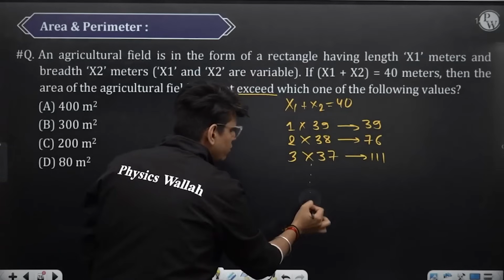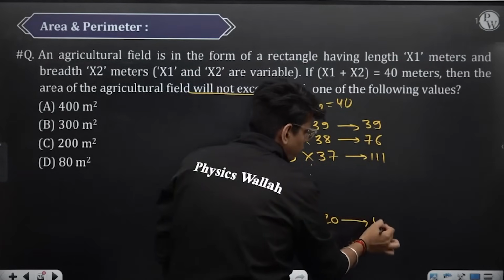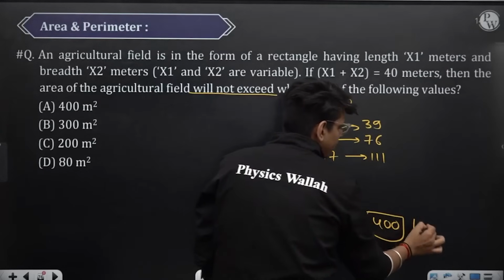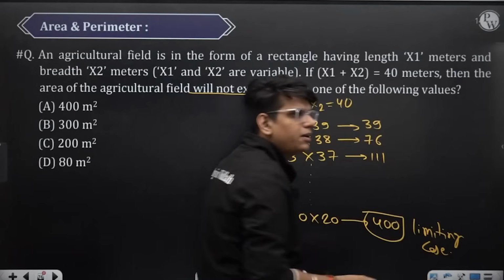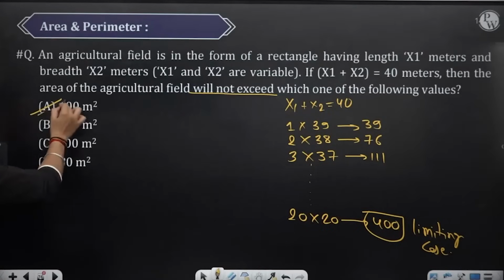This can be 3, this can be 37, the area can be 111. If you continue this, there will be a point where you will have a square, 400. This is the limiting case, right? That means here your area cannot exceed 400, right? Okay, let's go.